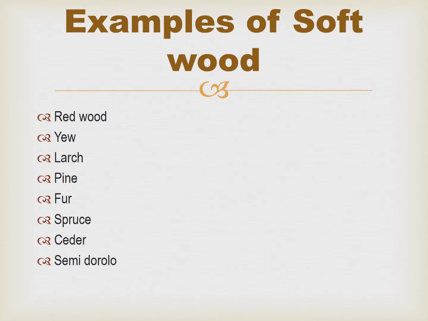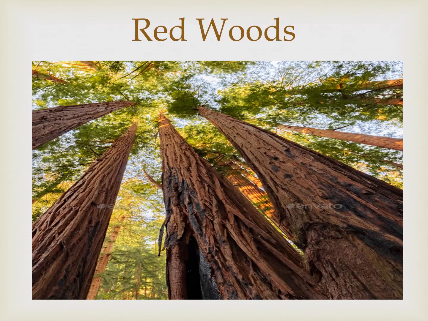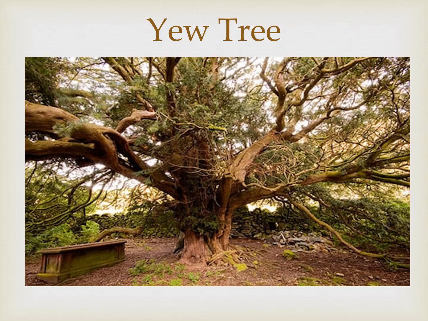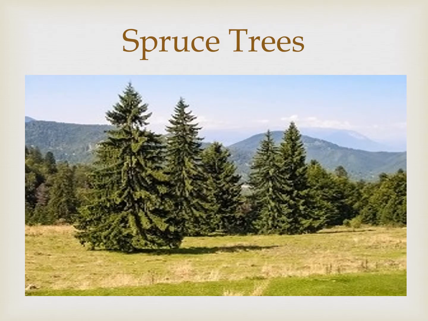Examples of softwood, we have redwood, yew, larch, pine, fir, spruce, cedar, and semi-dorolo. So these are redwoods, and it is one of the examples of softwood. The wood is actually red in color. This is a yew tree. It is also one of the examples of softwood. These are spruce trees. They look like the typical Christmas tree we use during festive season.